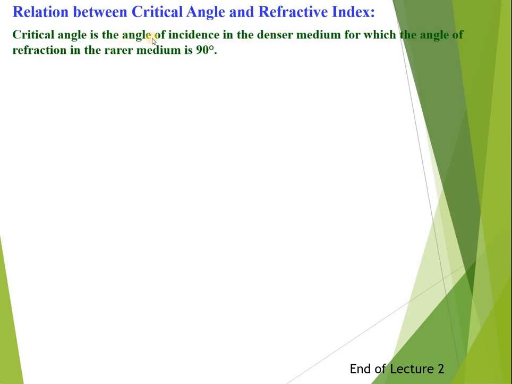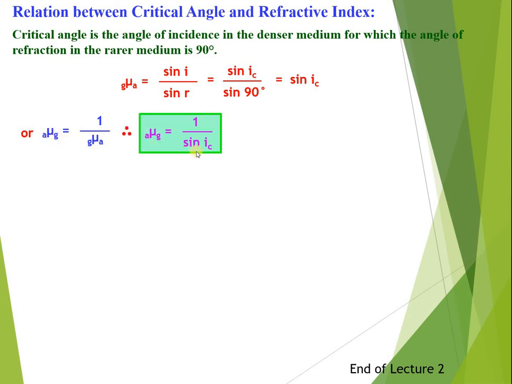As I have told you, the definition of critical angle is that angle of incidence in the denser medium for which the angle of refraction in the rarer medium is 90 degree. So if we apply Snell's law, the refractive index of air with respect to glass, because the light ray was going from glass to air, is sin i upon sin r. Instead of i, we put critical angle, and for the critical angle the angle of refraction is 90 degree. So we get gμa equal to sin ic, but it is the refractive index of air with respect to glass. If we take the reciprocal, that will be more appropriate, the refractive index of glass with respect to air, then we get aμg equal to 1 upon sin ic.